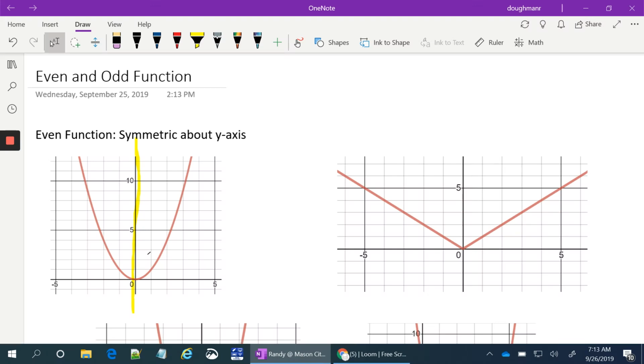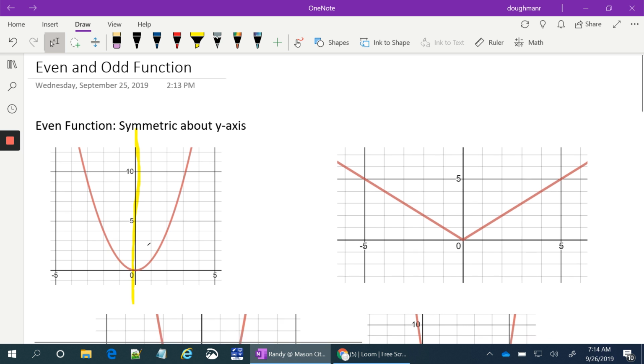The next thing we're going to look at is even and odd functions. And really, I want you to identify even and odd functions based on either looking at the graph or looking at the data table. Let's start with even functions. Even functions are symmetric about the y-axis.